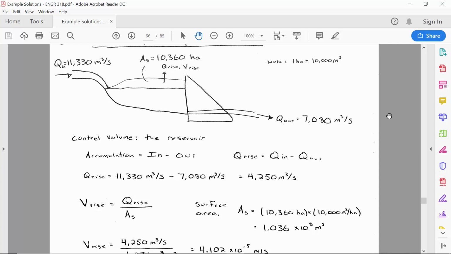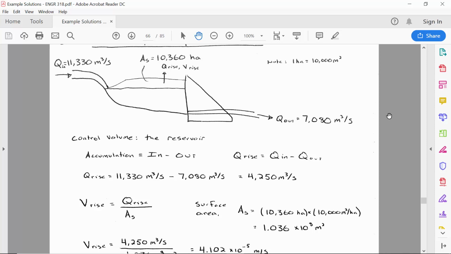causing a rise. And if out was greater than in, I might have relabeled that to call it like Q fall, because the liquid level would be decreasing to satisfy that imbalance. So the velocity that the liquid level is going to rise is going to be the rate of accumulation, Q rise, divided by the surface area. So we have 10,360 hectares. We need to convert that into square meters, and it's a lot. 1.036 times 10 to the 8th meters squared.